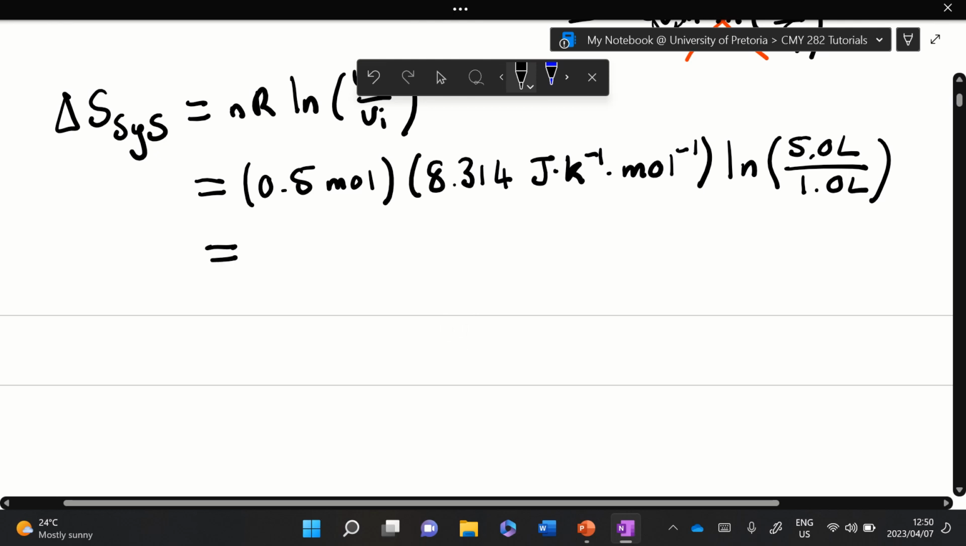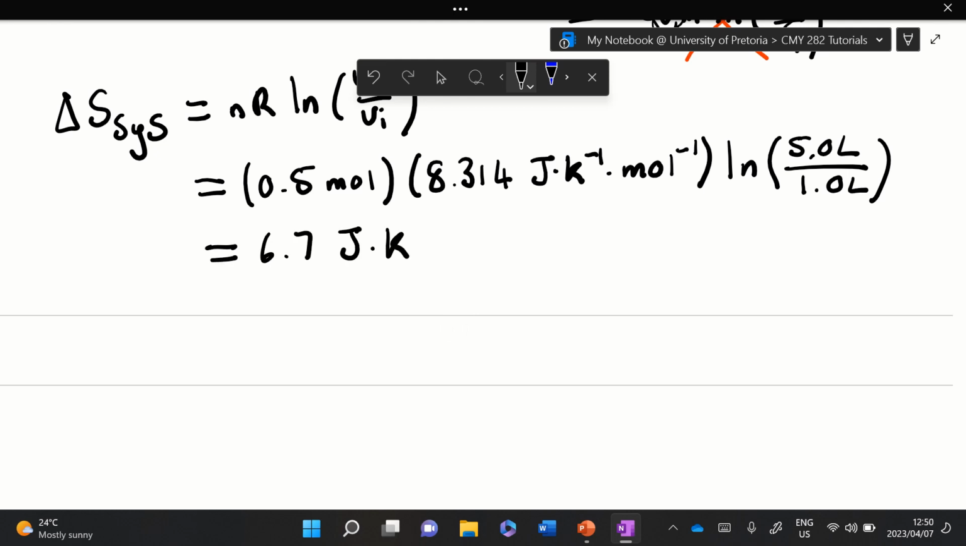And then we get 6.7 joule per Kelvin, right? Because the moles cancel, and then we're just left with joule per Kelvin. So that's our system change. And remember, this will be the same for a reversible or an irreversible process. Why? Because entropy is a state function, so it's path independent.